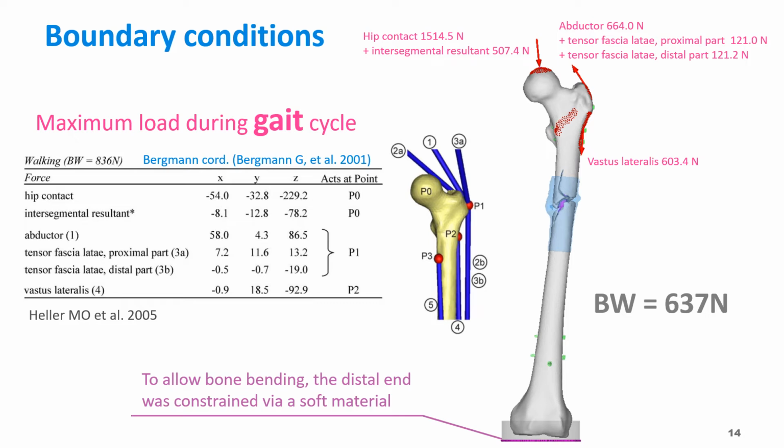For boundary conditions, the joint reaction force and muscle forces at maximum load during the gait cycle were set according to the body weight. The distal end is constrained via a soft material mimicking cartilage to allow bone bending, and a single point on the femoral head was limited to move only in the mechanical axis direction.